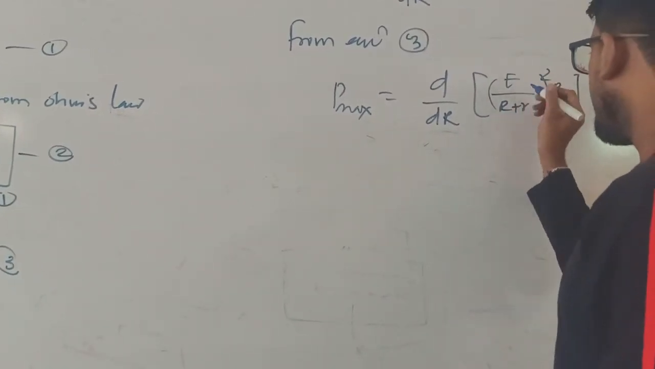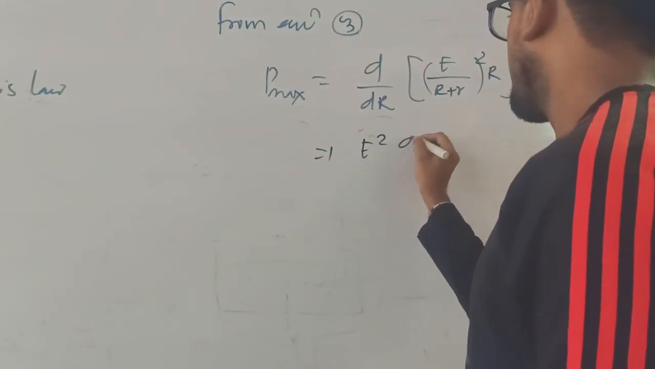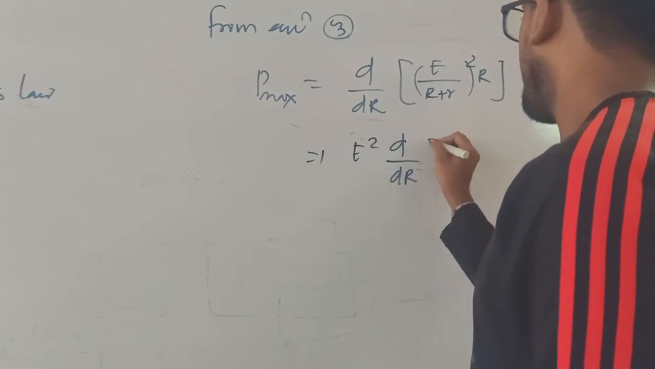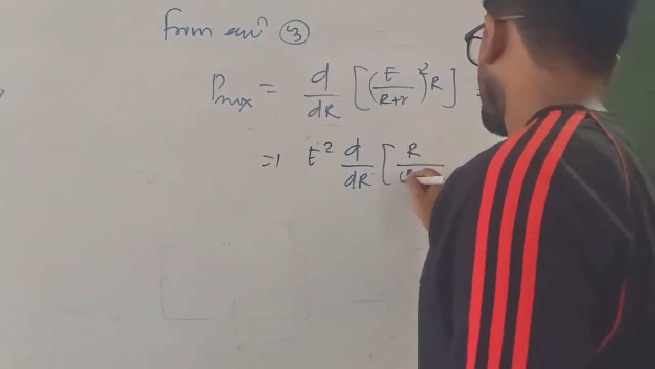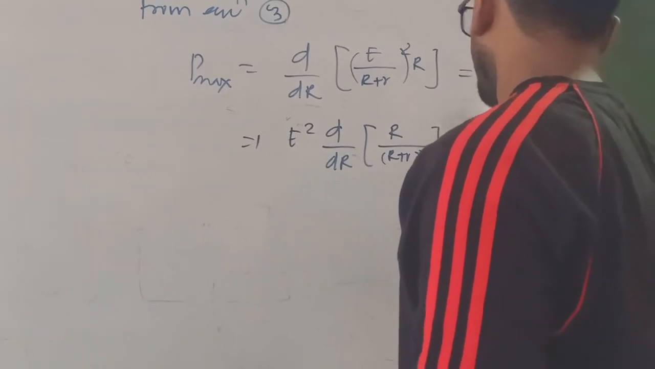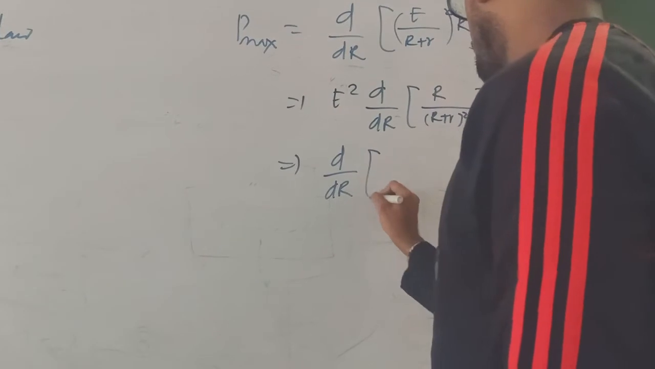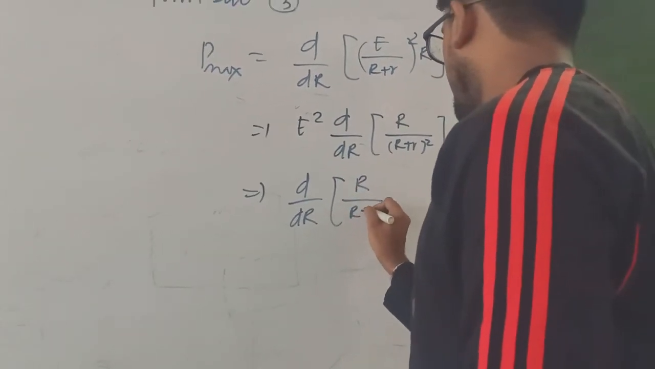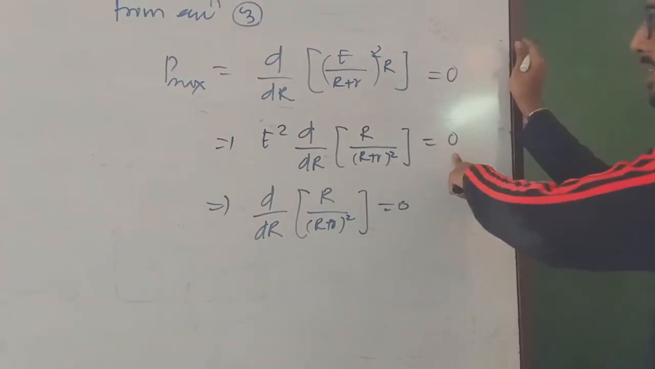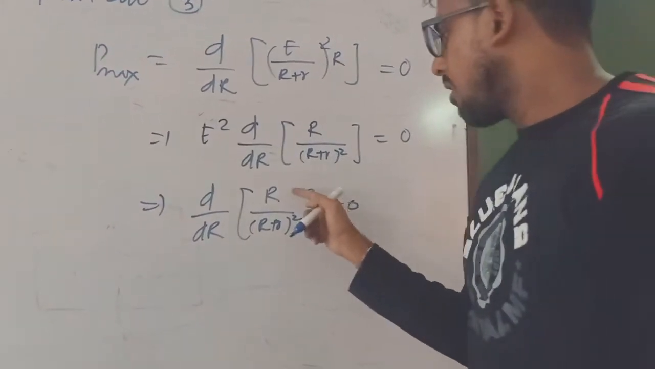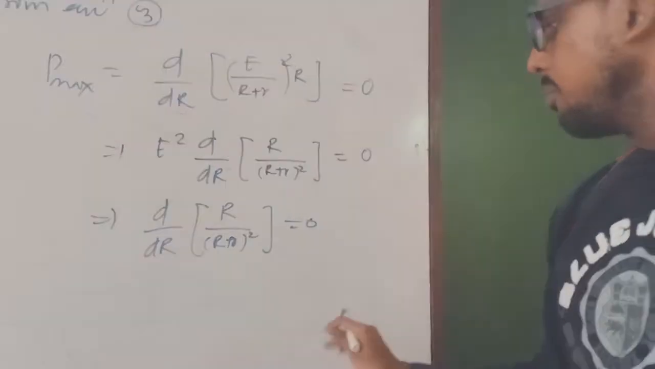Since E is constant, we can take it out: E squared d by dR of R divided by (R plus r) squared must be equal to 0. So from this we get d by dR of R divided by (R plus r) squared equal to 0, by dividing by E squared on the right hand side. Now differentiating this, R by (R plus r) whole squared, what will be the differentiation?